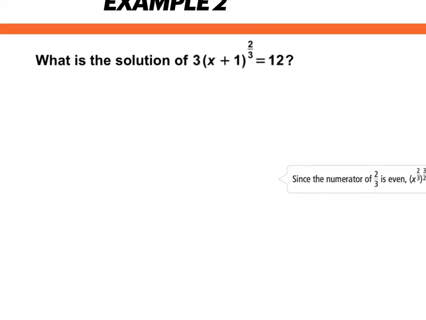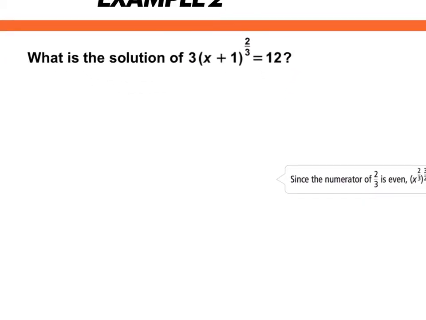Our second example, what's the solution of 3 times (x plus 1) to the 2/3 is equal to 12? So we need to isolate our radical expression here. So in order to do that, since 3 is being multiplied to it, we need to do the opposite. So we're going to divide 3 on both sides. So we get x plus 1 raised to the 2/3 is equal to 4.